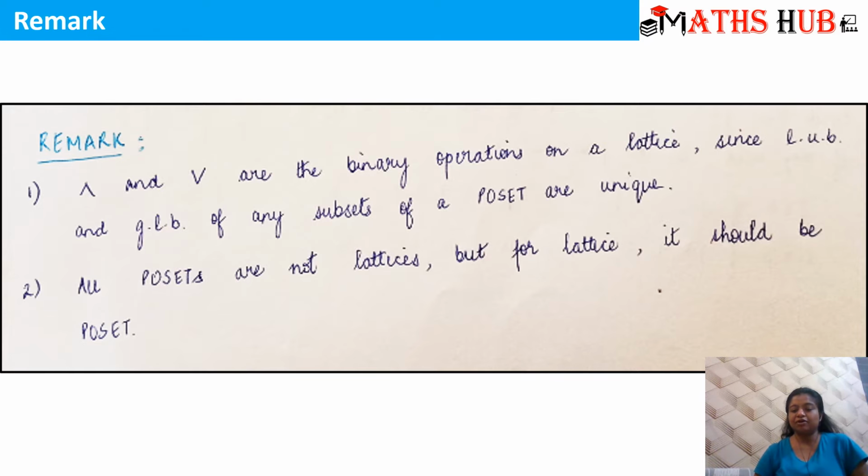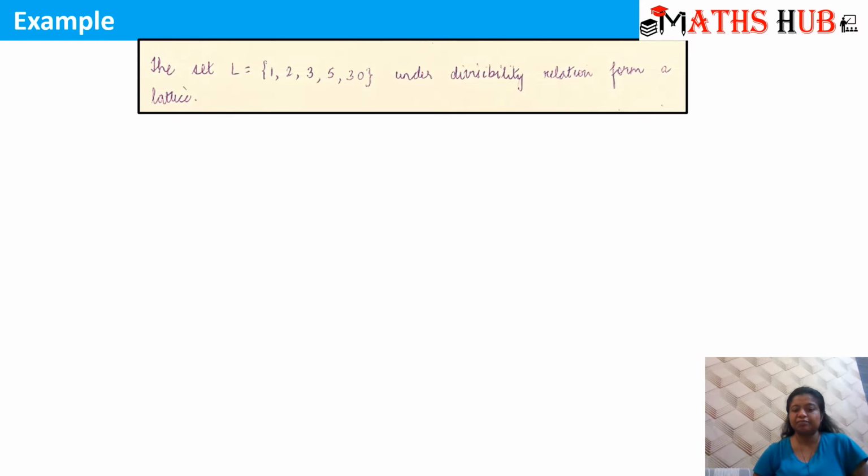Now let's move on to the first example and see whether it is a poset or not. We have the set L equal to 1, 2, 3, 5 and 30 under the divisibility relation, and we need to check whether it forms a lattice or not. How do we check for a lattice? We will make an operation table for the join operator and a table for the meet operator. I'll explain how to prepare the join table and the meet table.